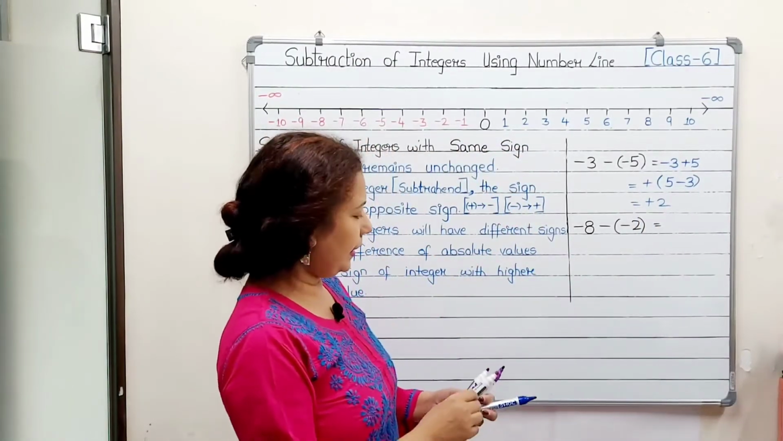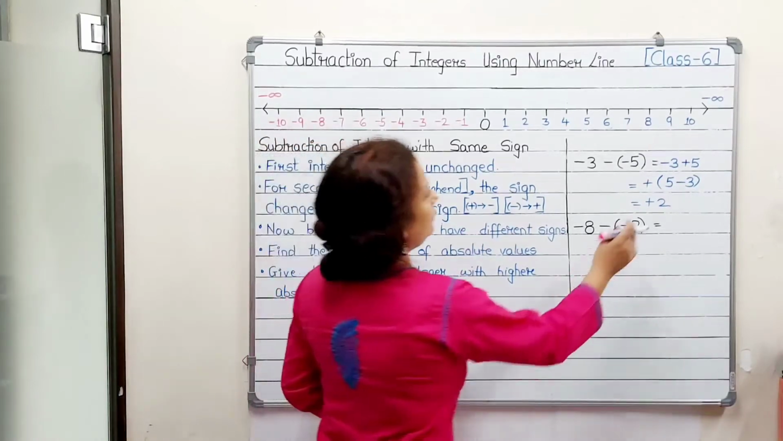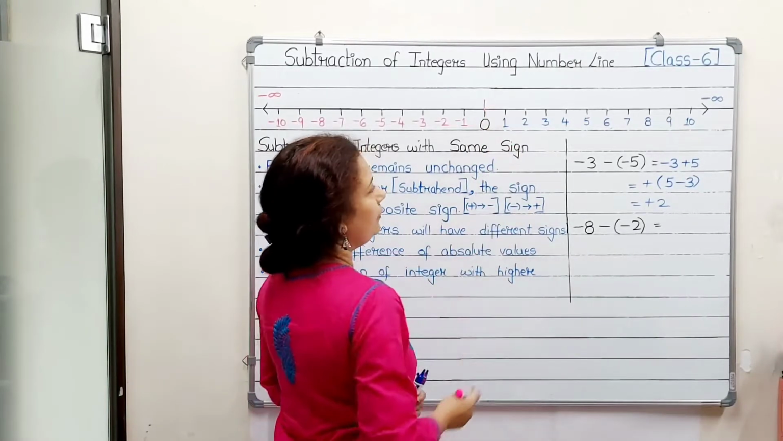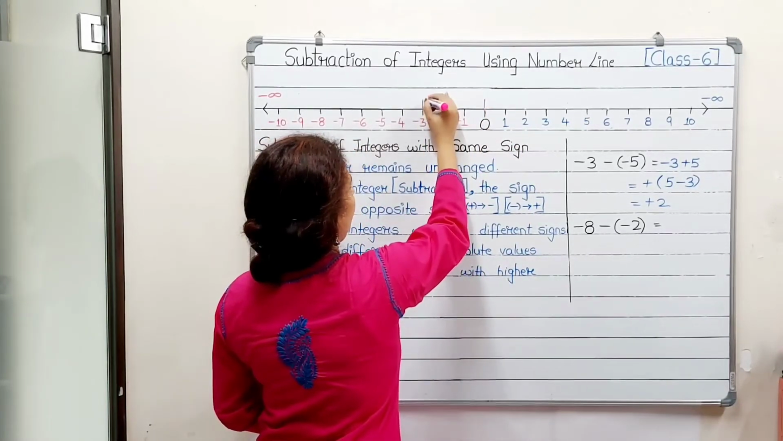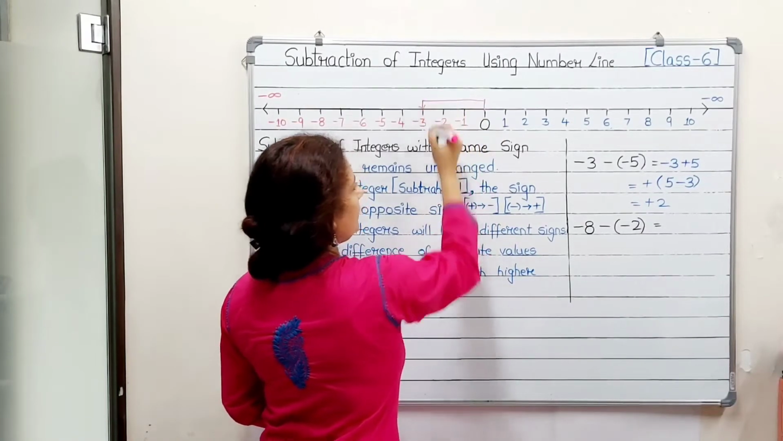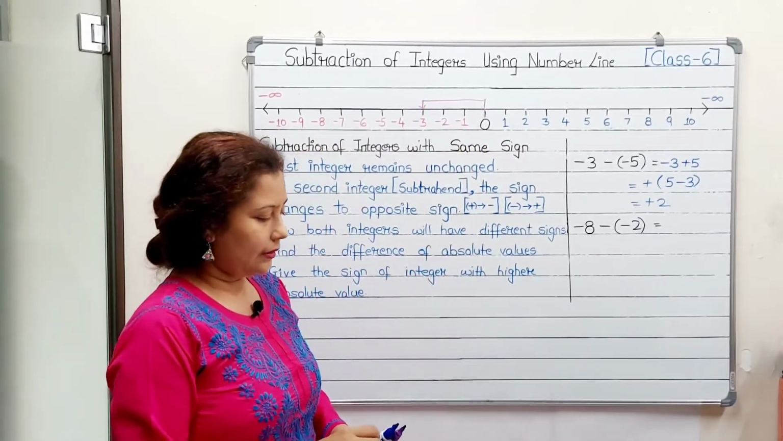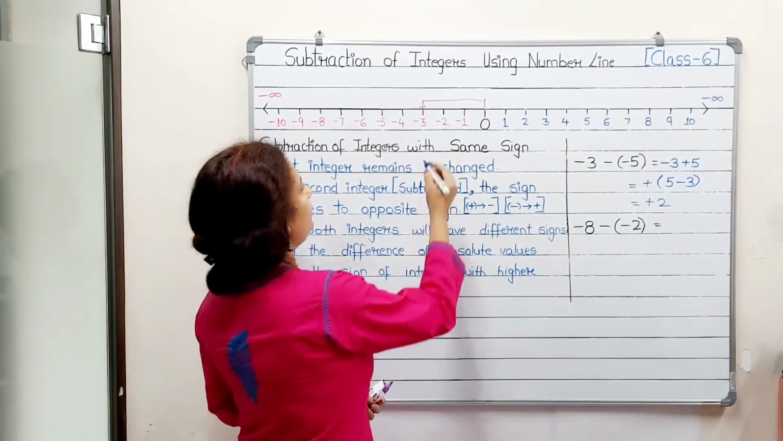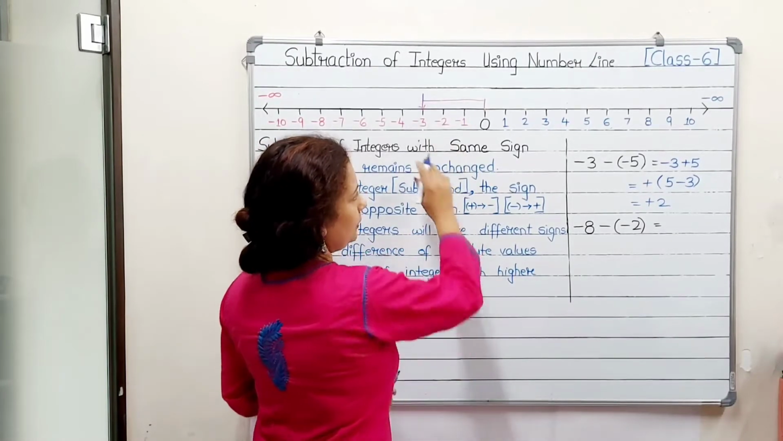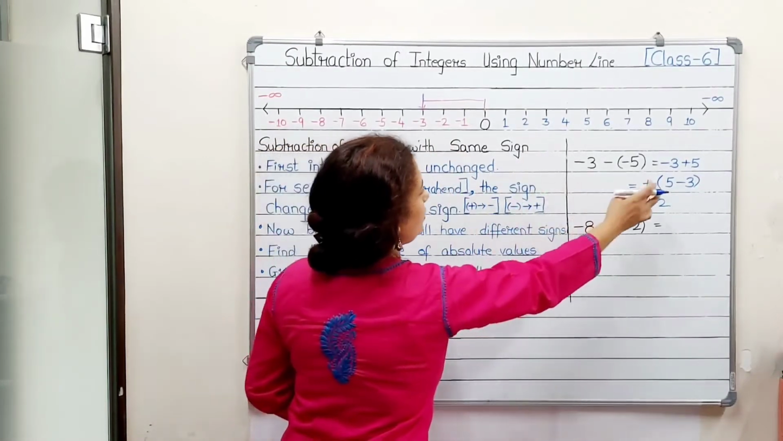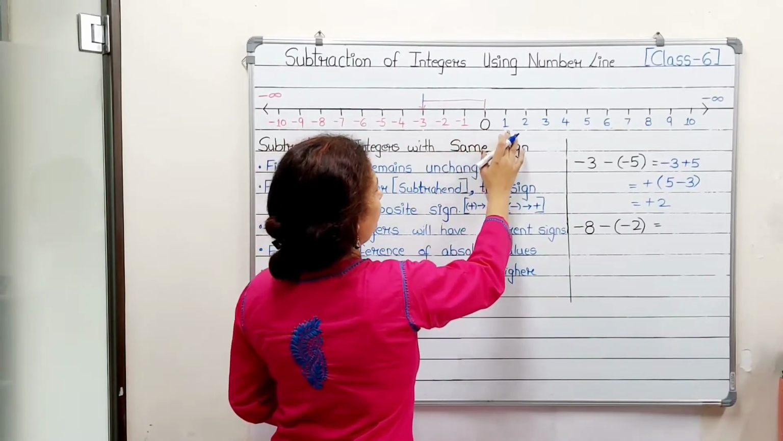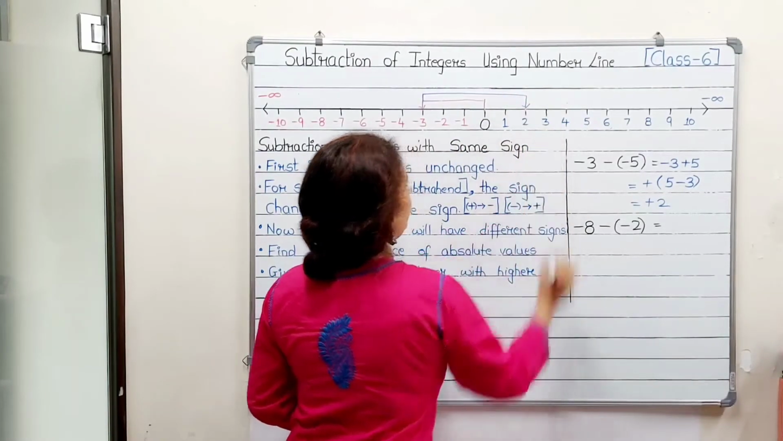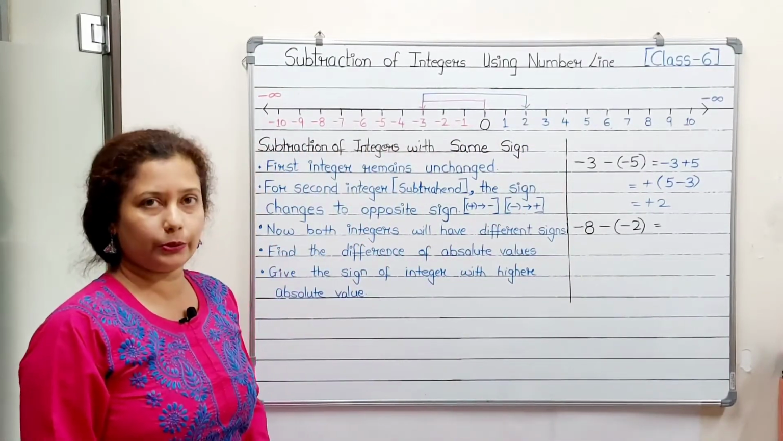For marking on the number line, here the first integer is negative. So here starting from 0, we will move to the left hand side and mark the first integer, that is -3. Now second is we are +5. So we will move from the first marked integer to the right hand side and count 5 units. 1, 2, 3, 4, 5. So here moving to the right hand side 5 units, we will get the final answer as 2.